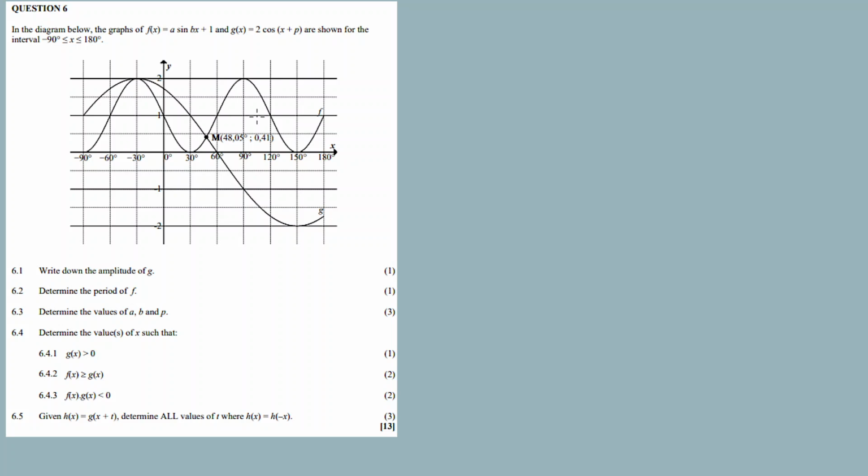Now question 6 again. In the diagram below, the graphs of f and g are shown for the interval minus 90 degrees to 180 degrees.